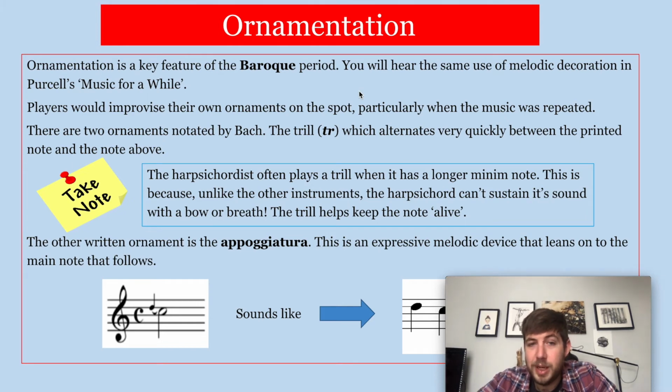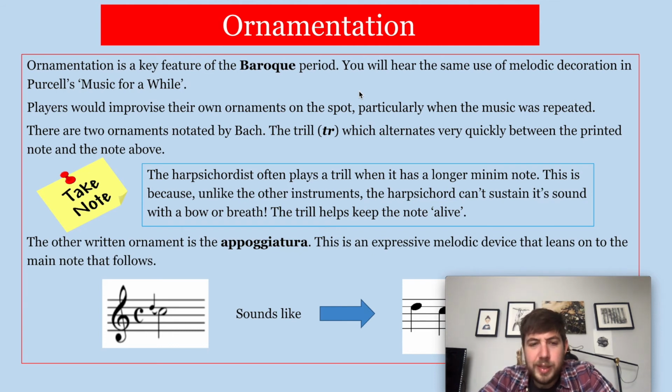And there are two ornaments notated by Bach. So he actually specifically told them to use a trill, which alternates very quickly between two notes. Now the harpsichordist often plays a trill when it has a longer minim note. So when it's got a longer note, it will flick between that note and the note above really, really quickly. And it's because, unlike the other instruments, the harpsichord can't sustain its sound. So if you think of a piano now, you press the sustain pedal and that note stays, and it's a long note. Harpsichord could not do this. So in order to keep the note alive, the harpsichordist would do a trill.